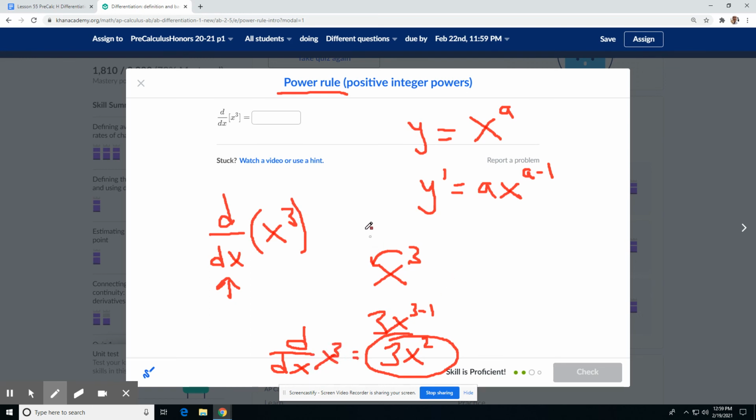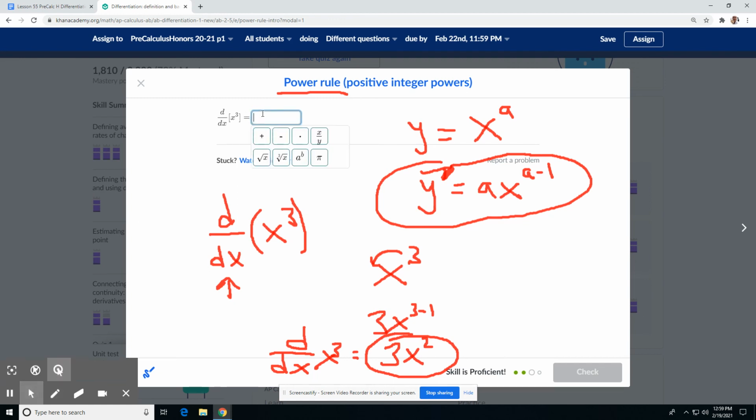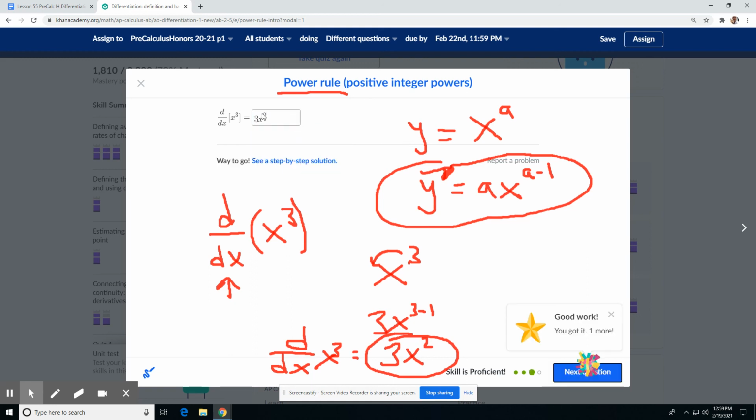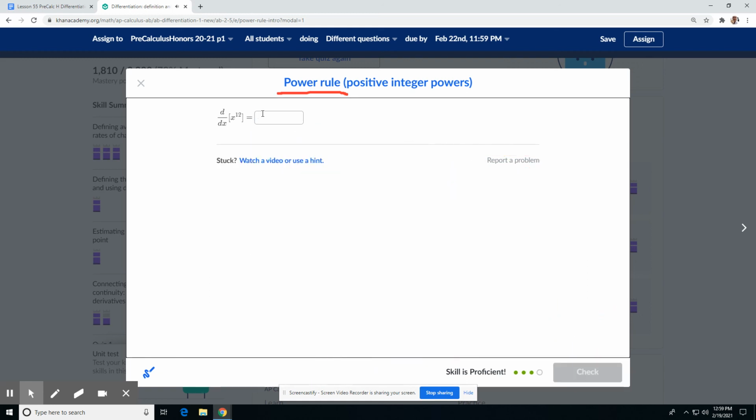A lot of times you can do this in your head. I don't really mind that as much, but just recognize that writing things out a little bit and reminding yourself of the form, and that's a prime right there, really helps as things get more complicated. 3x to the 2. Got it. Next one, same style, so all of these should be pretty straightforward using that same philosophy.